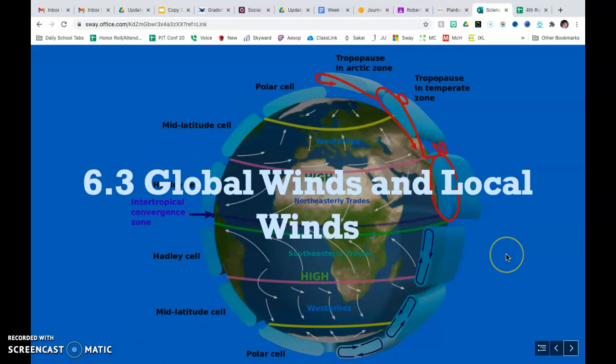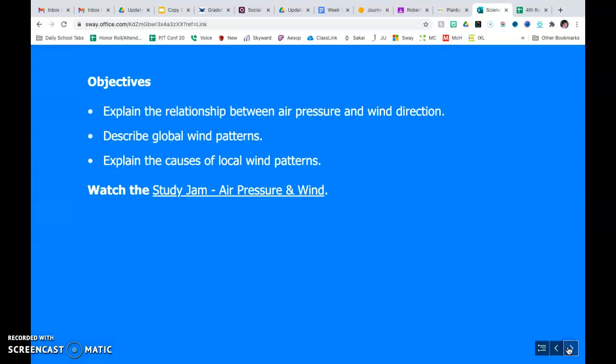Today we're going to continue our study of Chapter 6 with Lesson 3, Global Winds and Local Winds. We have 3 objectives for today's lesson. You should be able to do the following: explain the relationship between air pressure and wind direction, describe global wind patterns, and explain the causes of local wind patterns. You're going to go back and watch the study jam on air pressure and wind.